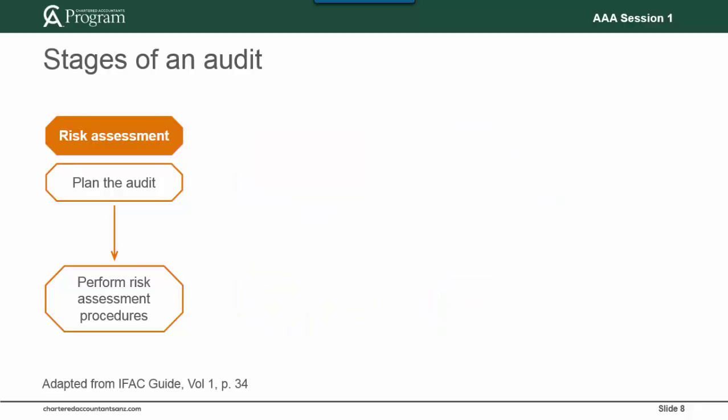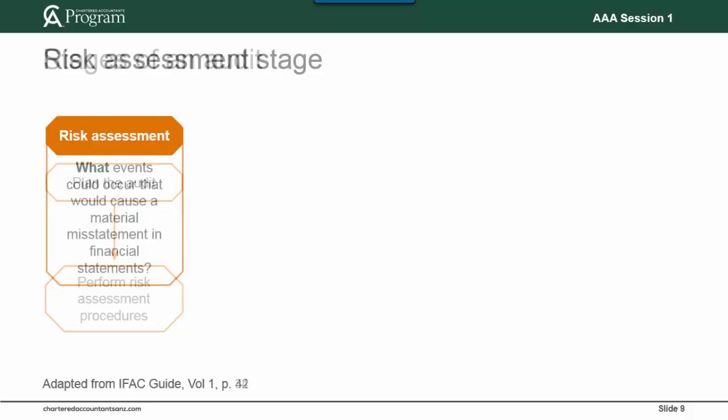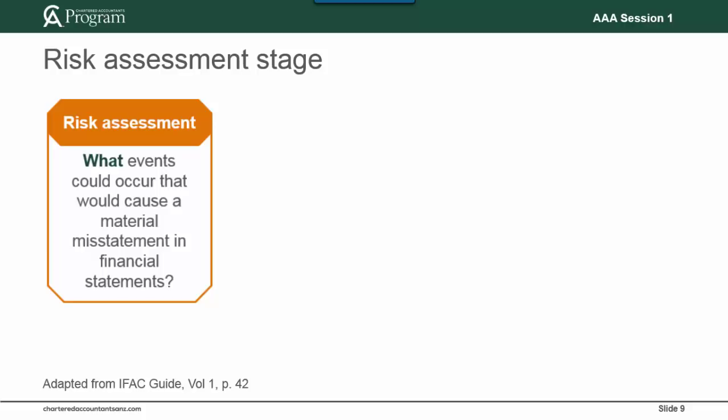In this video, we'll look at the start of the audit process, that is, planning the audit. This is also considered to be the risk assessment stage. Subsequent videos will focus on the other stages of the audit process. The risk assessment stage is fundamental to ensure the auditor appropriately plans the most effective and efficient audit. Obtaining an understanding of the risks which may result in a material misstatement is critical to the auditor so they can determine what procedures to perform as part of the audit.